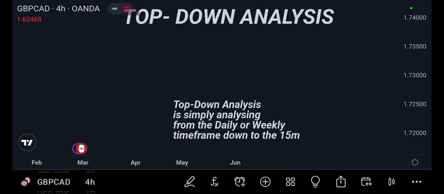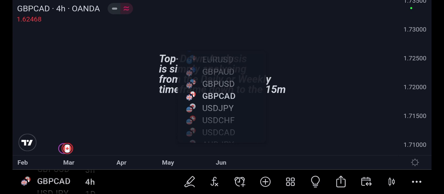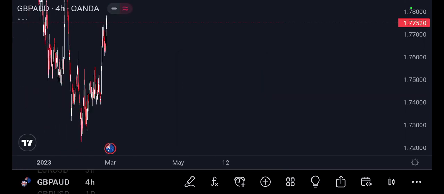Let's talk about top-down analysis. Now, top-down analysis is simply analyzing from the daily time frame or weekly time frame down to the 15-minute or 30 minutes time frame. Let's give an instance. Let's use GBP AUD.